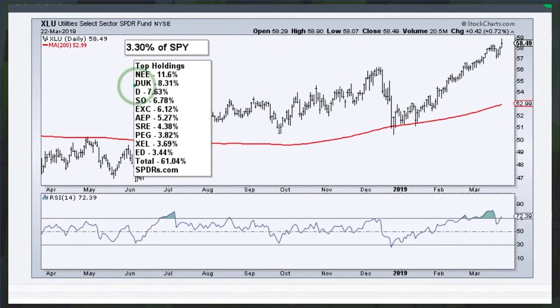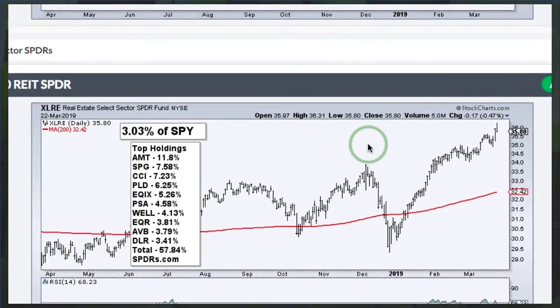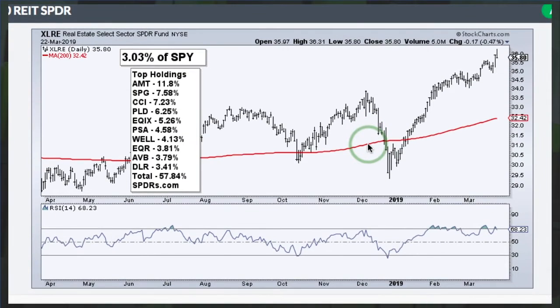Then we look at utilities, and you can see the top 4 holdings there account for over 30% of the ETF. And one thing about utilities is they are very highly correlated to each other. So this is one sector that does make sense as far as being homogeneous. And then we look at REITs. They as well are pretty highly correlated to each other. And you can see that the top 3 or 4 REITs account for the lion's share of the ETF.